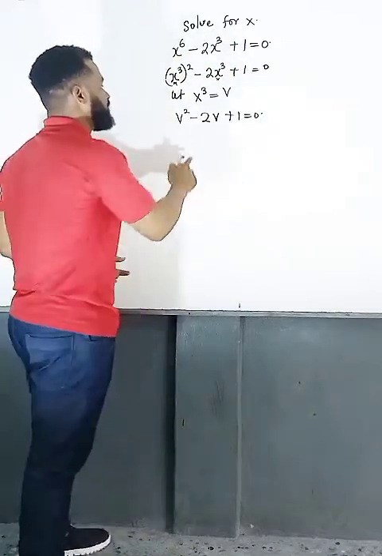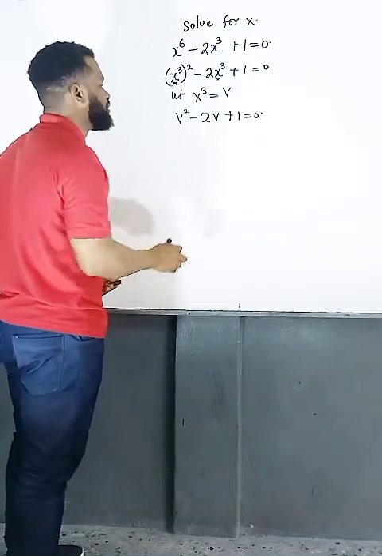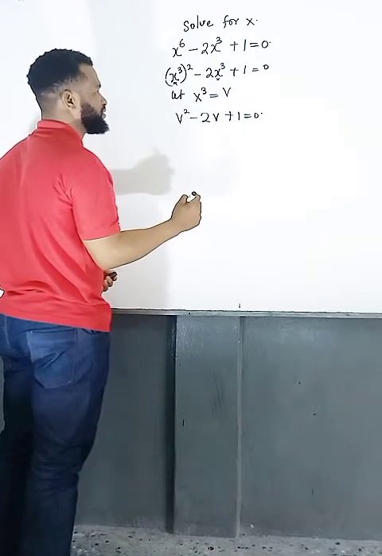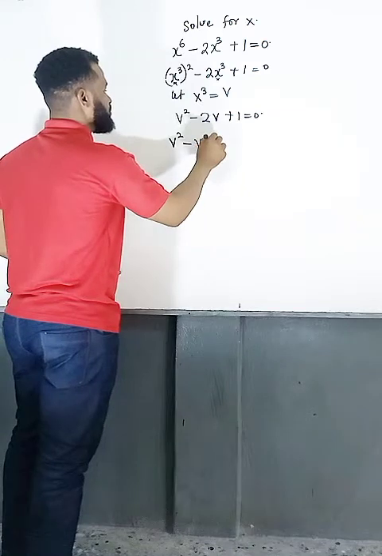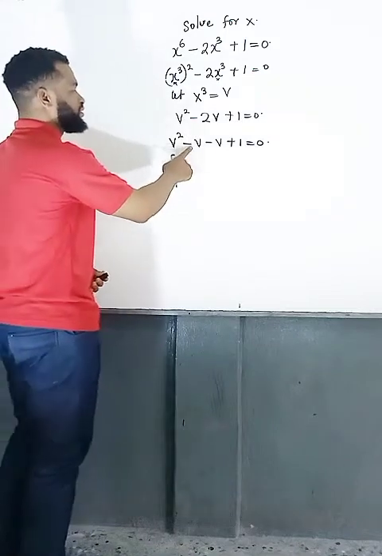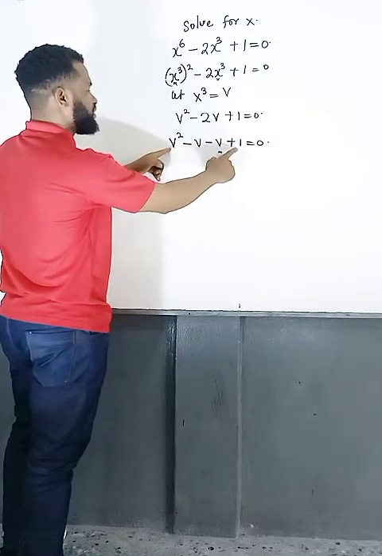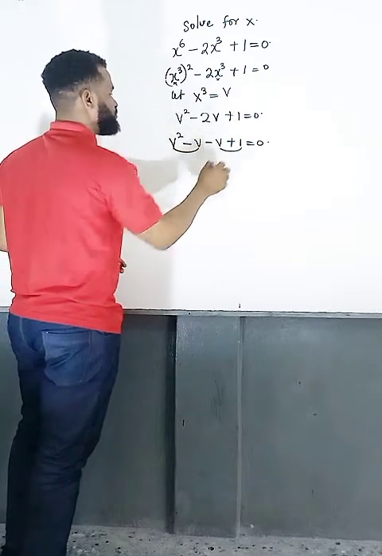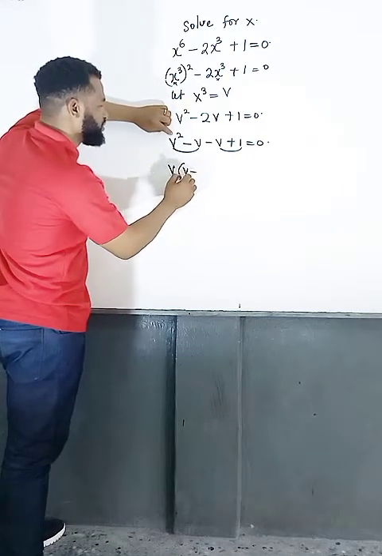All right, at this point, I have to factorize. So v squared times v is v squared. So I'm going to have v squared minus v minus v plus 1 equal to 0. Minus 1 times minus 1 is plus 1, and minus v times v is going to give me v squared. Then minus v minus v is going to give me minus 2v. I'm going to factorize these two, so having v bracket, v times v is giving me v squared, minus 1.